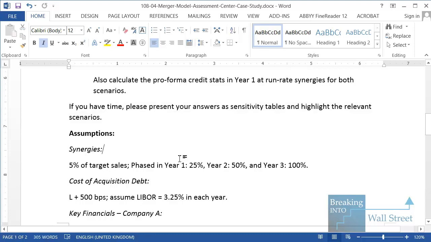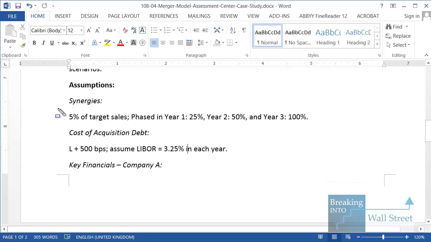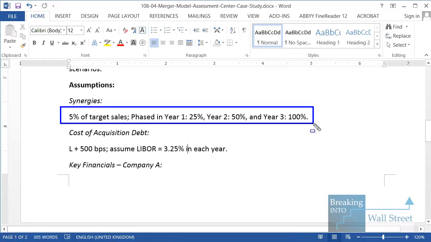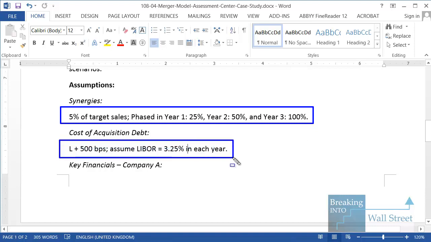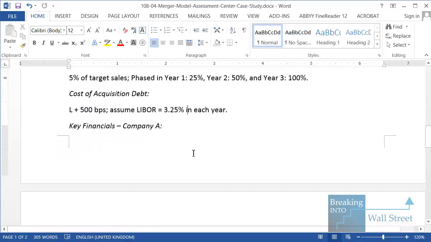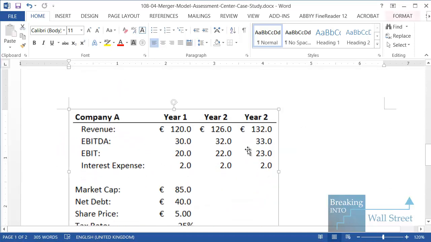Now, in terms of the assumptions they've given us, we have synergies here, which are going to be a percent of the seller's revenue, a percent of company B's revenue. For the cost of debt, the interest rate on debt, we have LIBOR plus 500. Really, this means 8.25%, because LIBOR is 3.25%. We don't have anything for principal repayments here, so we're just going to assume those are zero and assume the debt balance, whatever is raised in the form of debt to do this deal, stays the same each year.